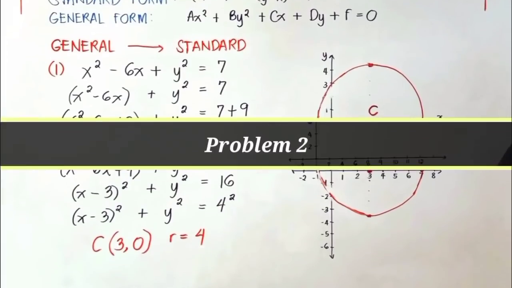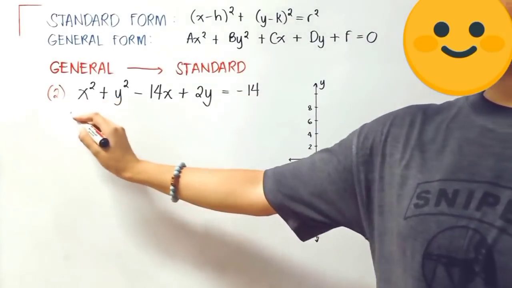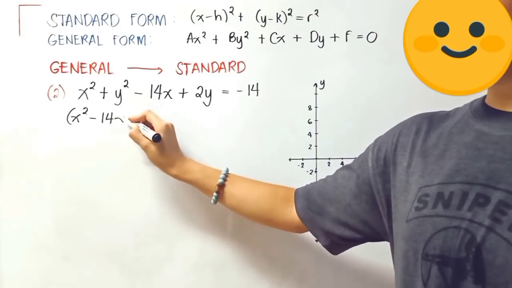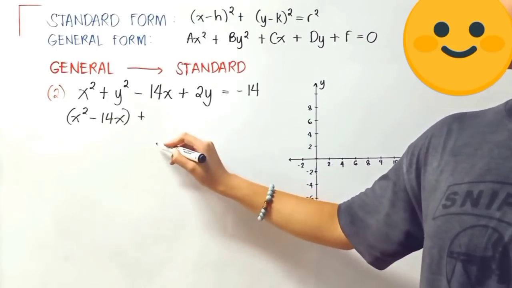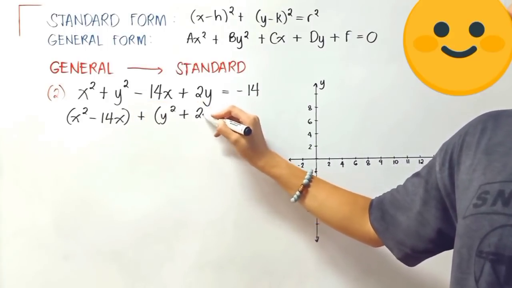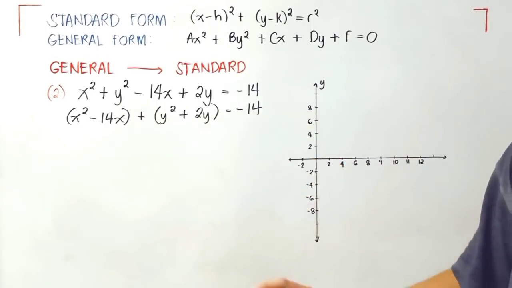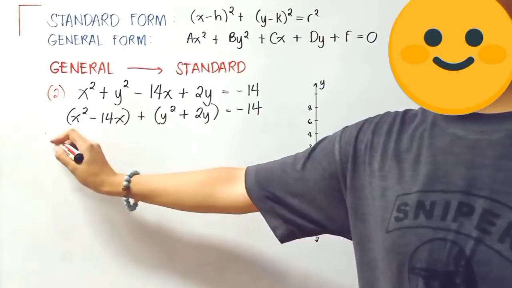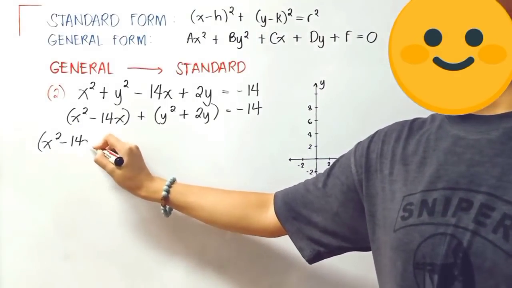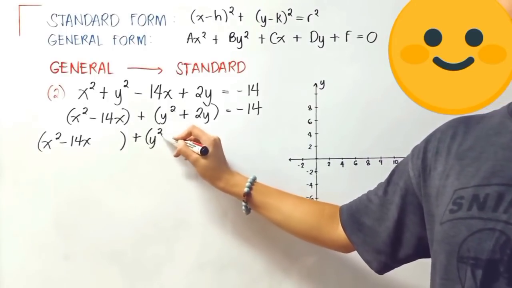Let's now proceed to problem 2. Again, our first step is to regroup all of the terms with the same variable. We have x squared minus 14x, and then we also have here y squared plus 2y, and then copy negative 14. Now we have to complete the square of this group, so allow me to just rewrite, and then also to this group.